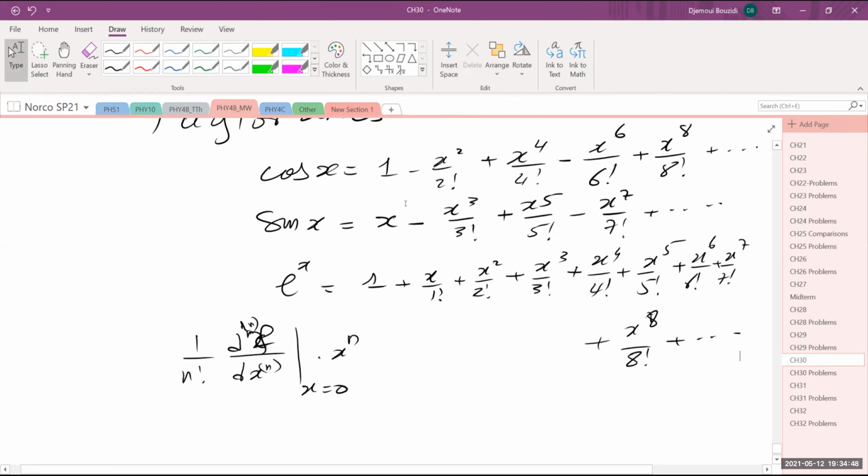The next term is going to be i to the power 4, and i to the power 4 is +1, x to the power 4 over 4 factorial. And if you do this, the next term is going to be i to the power 5, and i to the power 5 is i times i to the power 4, which is just an i, plus i times x to the power 5 over 5 factorial.